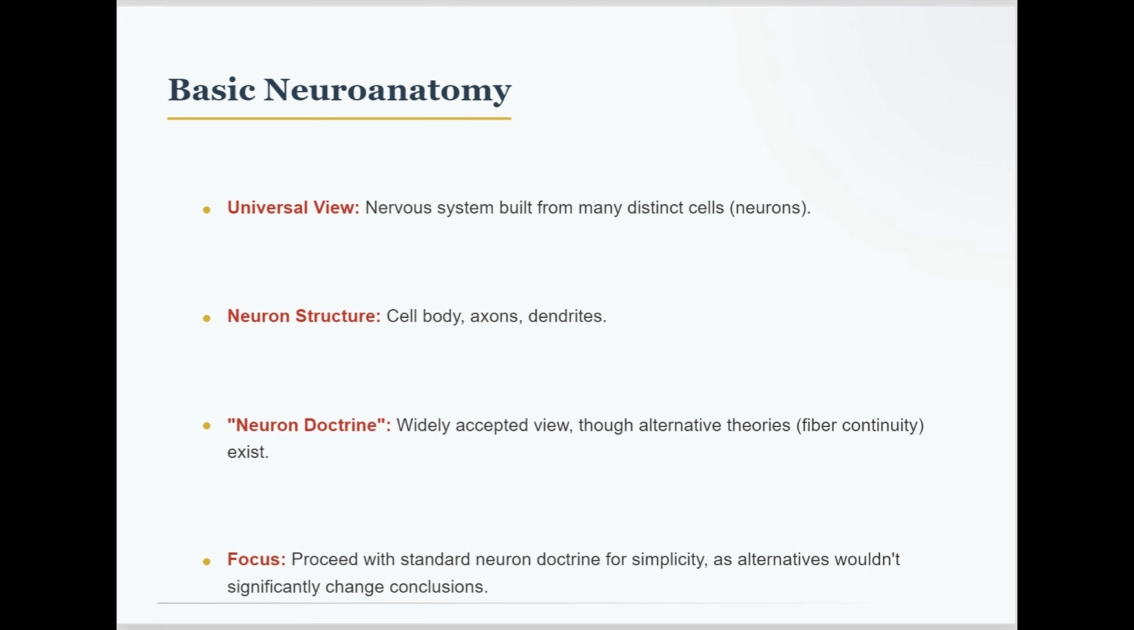So, what do we know about the building blocks? Pretty much everyone agrees the nervous system is made up of lots of specialized cells called neurons. Each neuron typically has a body, an axon which sends signals out, and dendrites which receive signals from others. There's been some recent debate challenging the strict neuron doctrine, suggesting maybe the nervous system is more contiguous fiber-wise, but for our purposes, we'll stick with the standard view. Even if the alternative turns out to be true, it wouldn't fundamentally change the conclusions we're drawing about how structure leads to function. So neurons are our basic units.